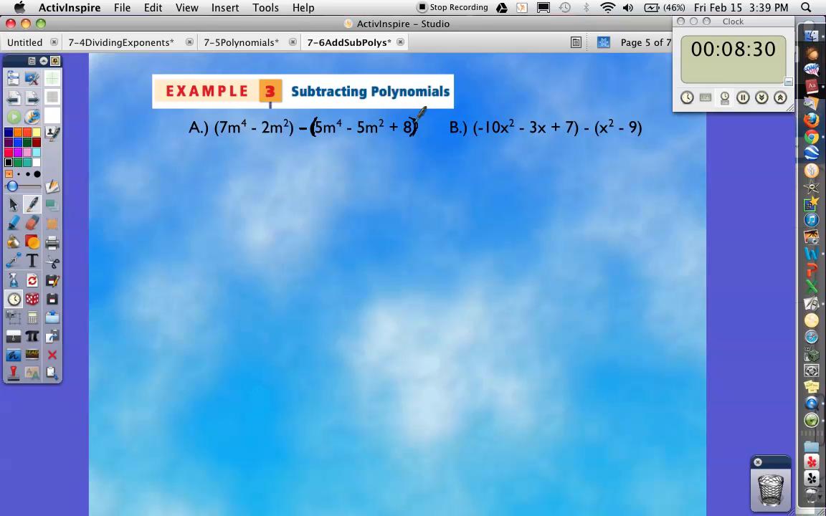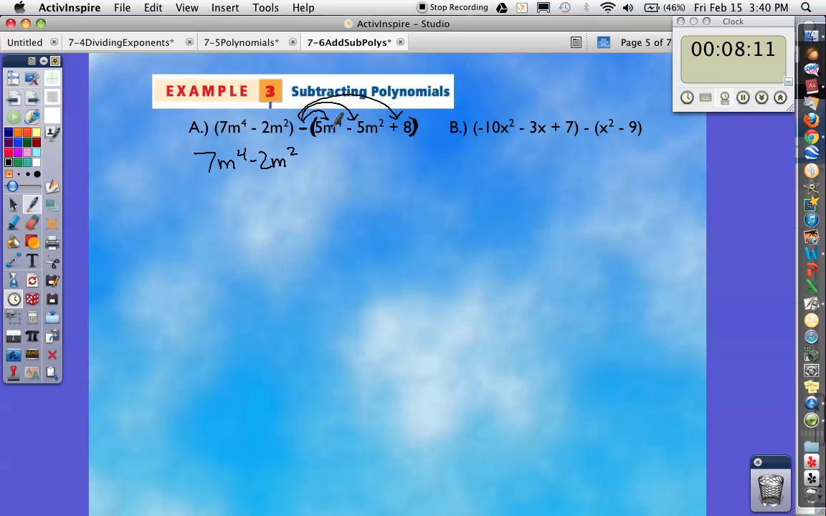So what do I have to do with that minus sign? Guys, you have to give it to each term. It's like distributing a -1. So make sure you take that minus onto each term. And I want to see this written. You don't have to rewrite the first if you think you can look at both lines, but I'm going to here. So I have 7m to the 4th minus 2m squared.